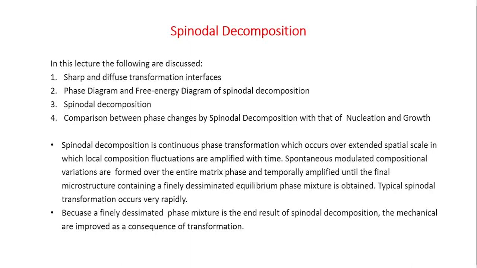Typical spinodal transformation occurs very rapidly because a finely disseminated phase mixture is the end result of spinodal decomposition. The mechanical properties are improved as a consequence of transformation.